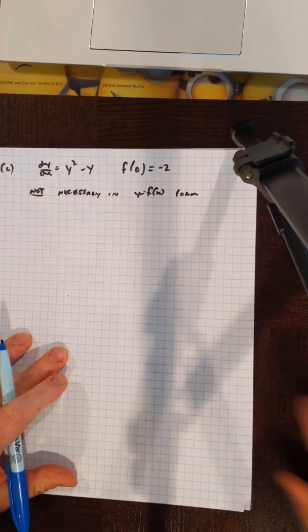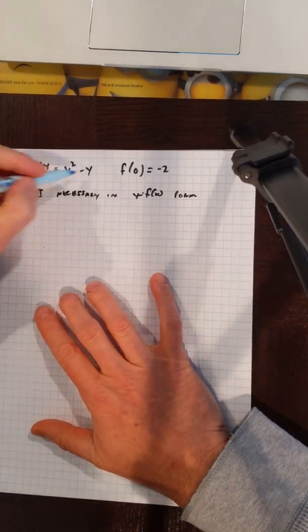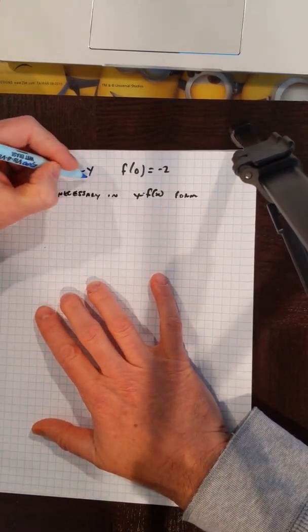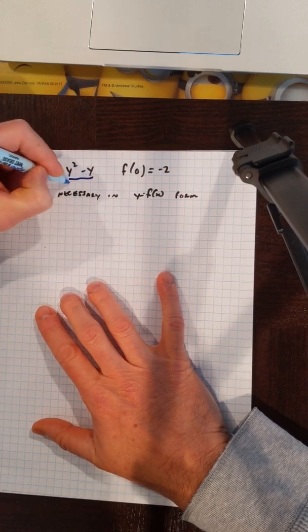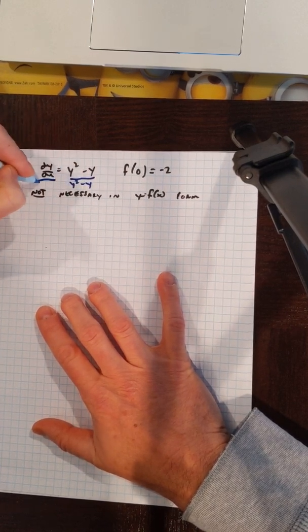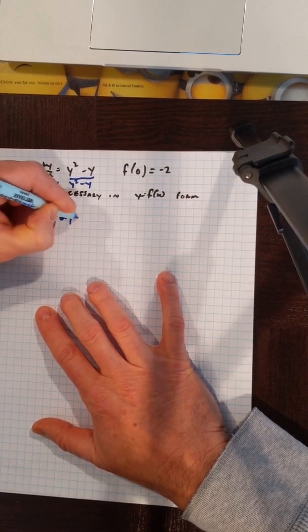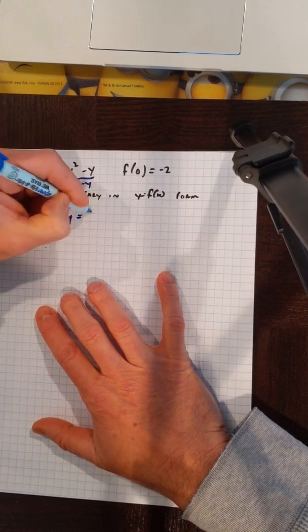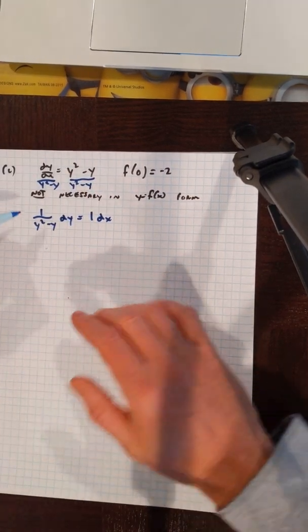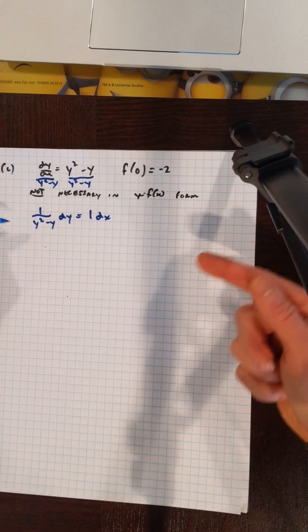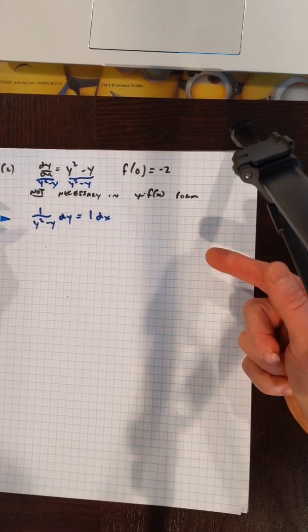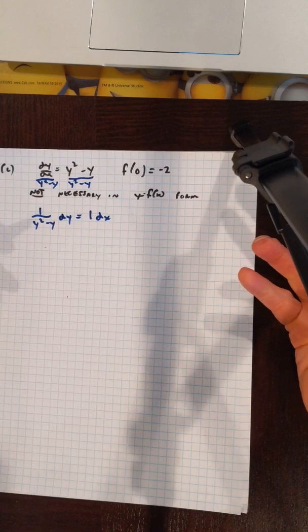Okay, so if I want to get the y's out of there, I have to divide by y squared minus y on both sides. So this should give me 1 over y squared minus y dy equals 1 dx. You have to write the statement. It has to be written. Without this, you pretty much lose points, even if you seem to know what you're doing.